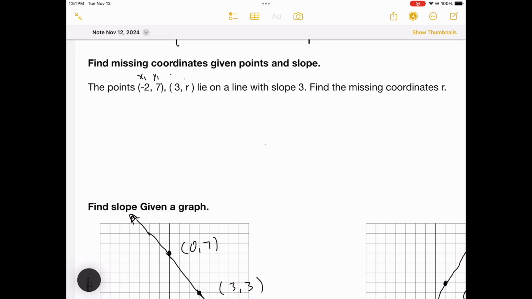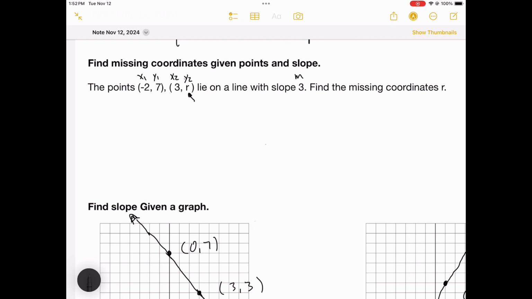It's going to give me a slope. Sorry, it's going to give me points. Still on the points. And it's going to give me a slope. All right, and we need to find this missing coordinate r. And all you're going to do is use the formula. Just use the formula, plug it all in, and it's pretty straightforward.